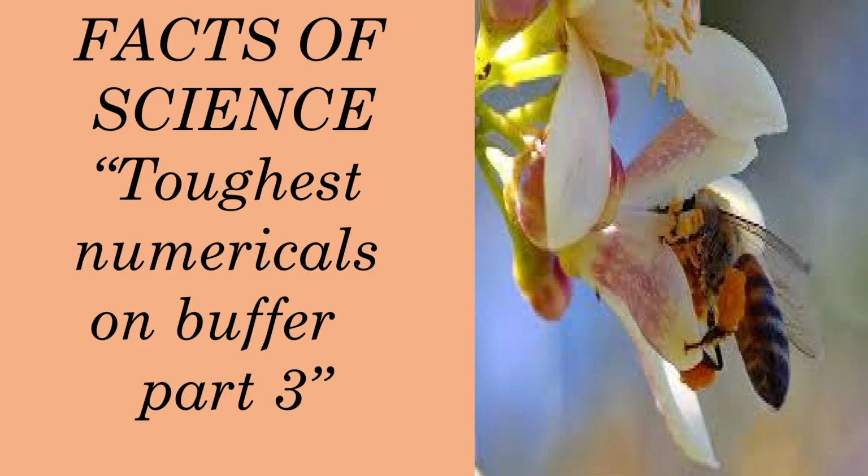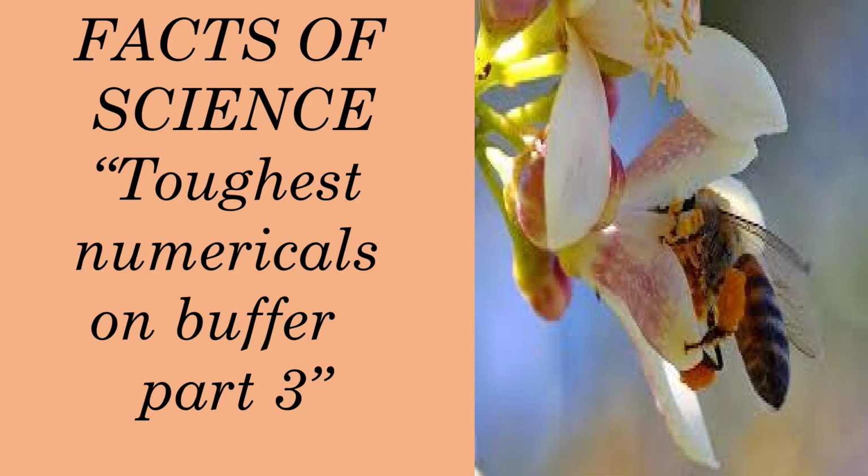Now, what is buffer? Buffer is a solution which resists large changes in pH. For example, we have a buffer system of acetic acid and sodium acetate. In this buffer solution, if we add strong acid, then hydrogen ion reacts with acetate to form acetic acid. We are adding strong acid and formation of weak acid occurs, so the buffer resists changes in pH.